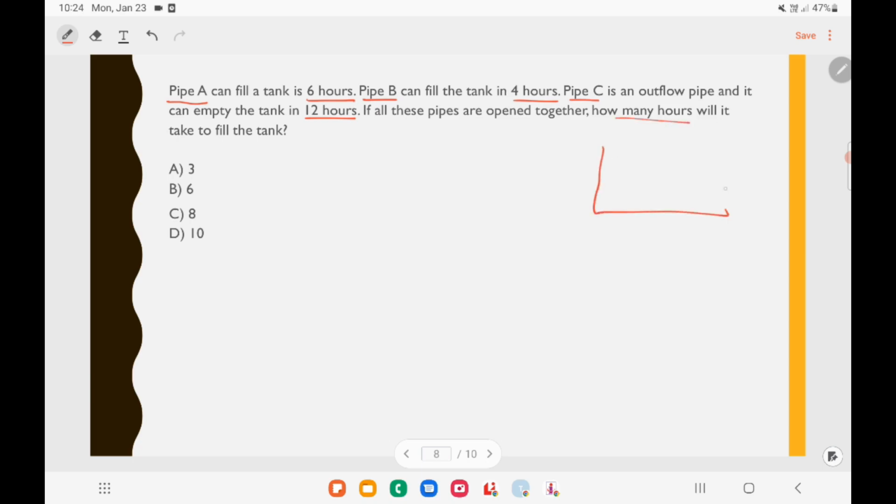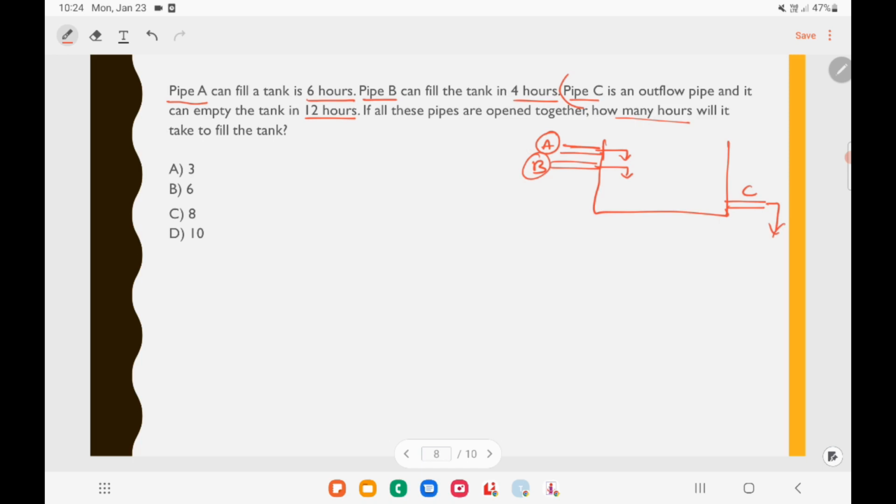So if our tank is like this, there are 3 pipes. So let us assume that this is pipe A and this is pipe B. So from A and B, the water is coming like this and it is filling the tank. But pipe C is an outflow pipe. So an outflow pipe means that the water is moving out of the pipe. So the pipe C will be like this, and whatever the water is being filled by A and B, it is being removed by C. Okay, so this is what the question says.